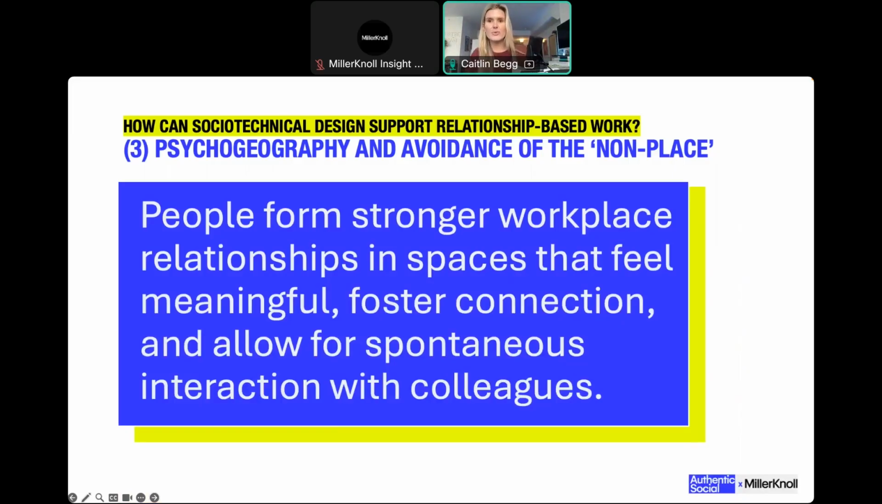spontaneous interaction with colleagues. The spontaneous interaction is very important, but also we have to be realistic about the fact that many employees are very busy, have lots of meetings. So how can we, in these little in-between moments, design for connection and design for this spontaneous interaction?